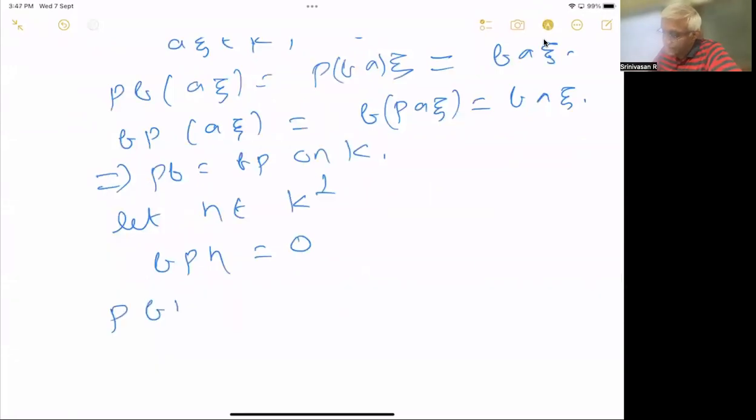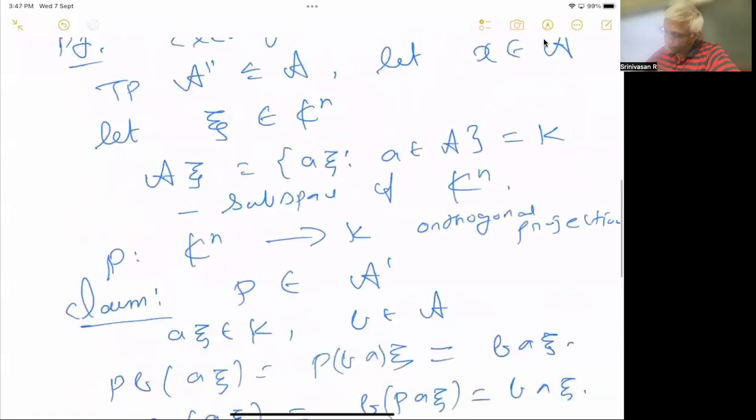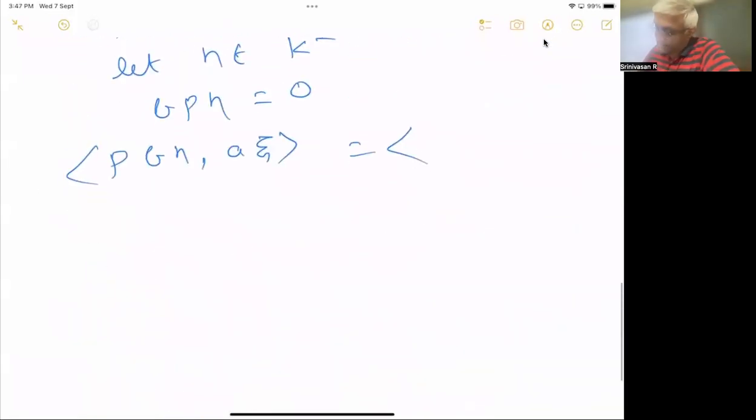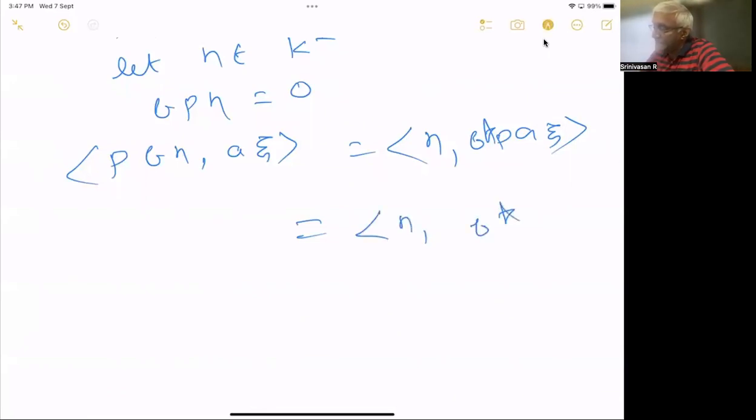Now we compute PB eta. We cannot directly compute, so we take the inner product with any A psi. But P is a projection, which is self-adjoint, so you can take it to the other side. I take the B also to the other side as B star. So we get the inner product of eta with B star P A psi, right? Now P A psi is A psi, because A psi is in K. So this is equal to eta with B star A psi.